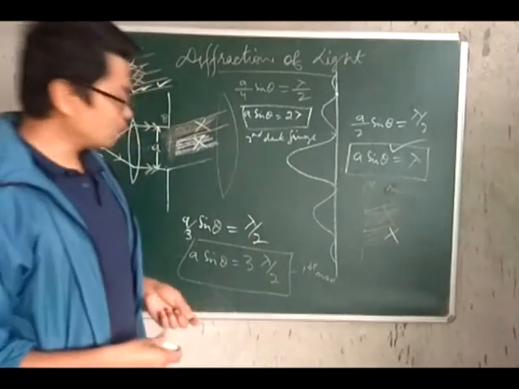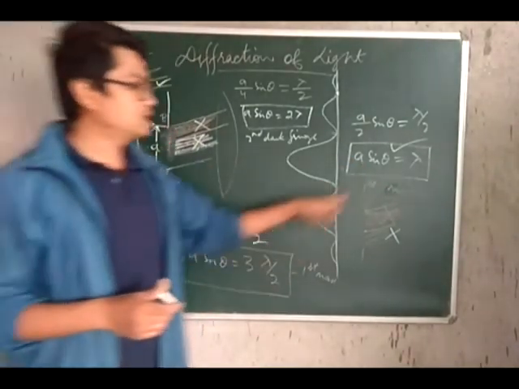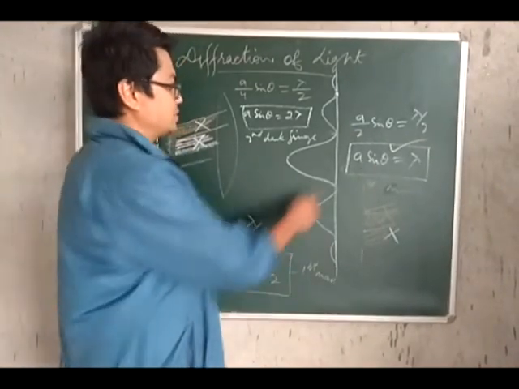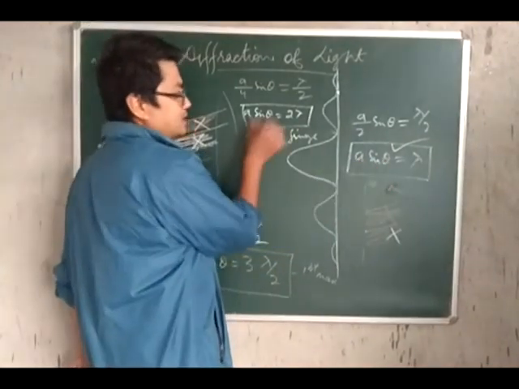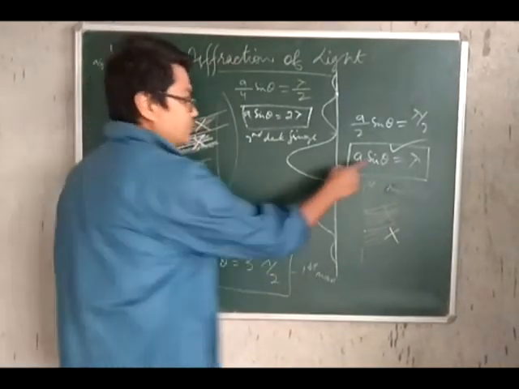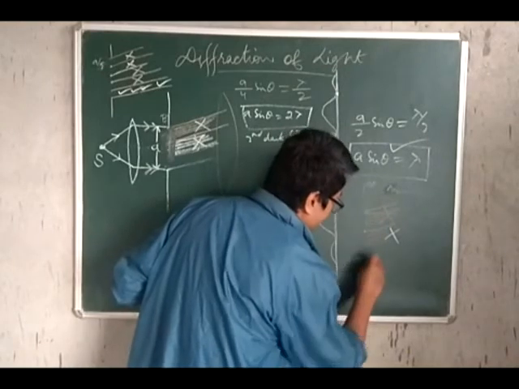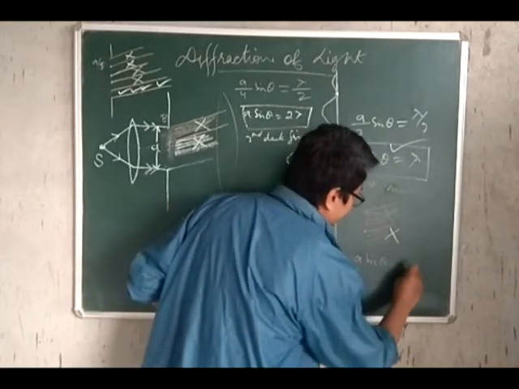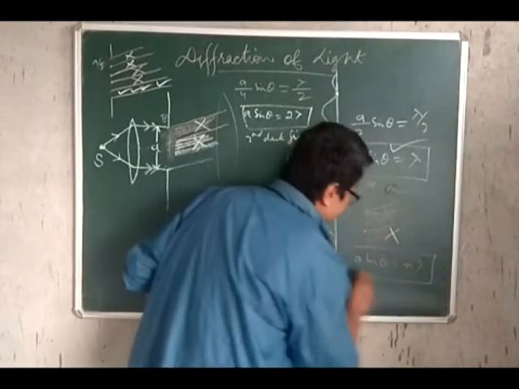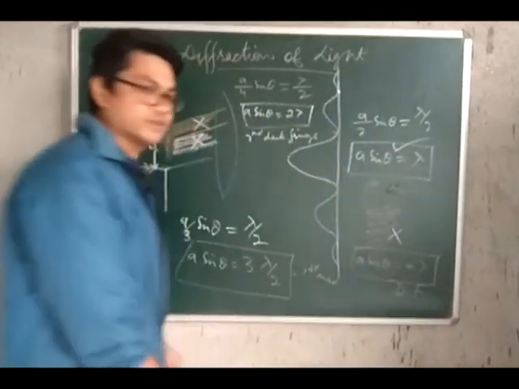Now, if you ask me what is the general condition for the dark fringes? You can see a sin theta is lambda, a sin theta is 2 lambda. These are for dark fringes, so we can write a sin theta is n lambda. This is the general condition for dark fringes.